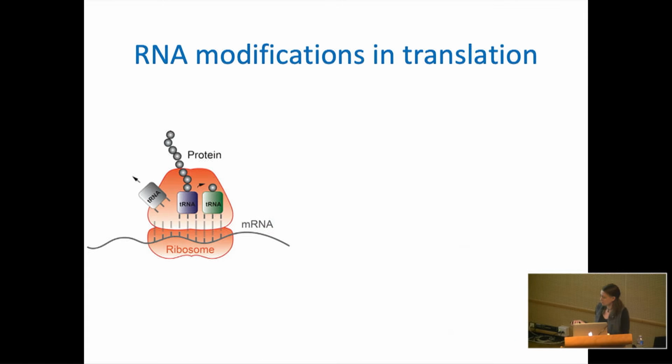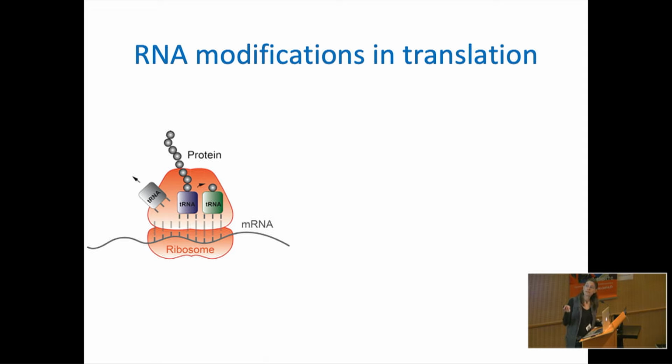So when we started to be interested in RNA modifications, we basically focused first on the second step of gene expression, which is translation. But I also think that the basic translation machinery is very well suited to explain the importance of RNA modifications, because the main components, ribosomal RNA, messenger RNAs, and the tRNAs, are all three heavily modified.